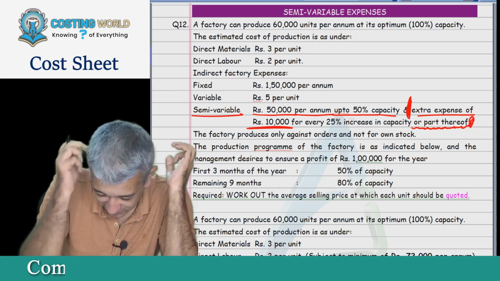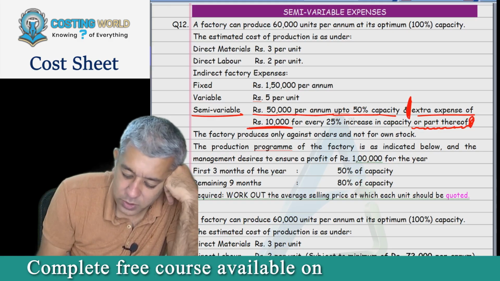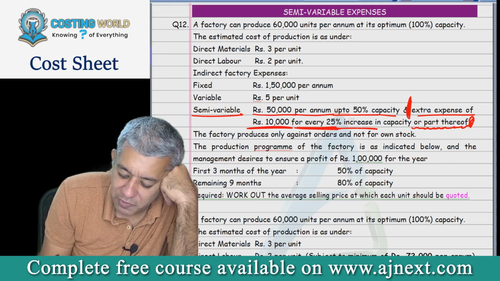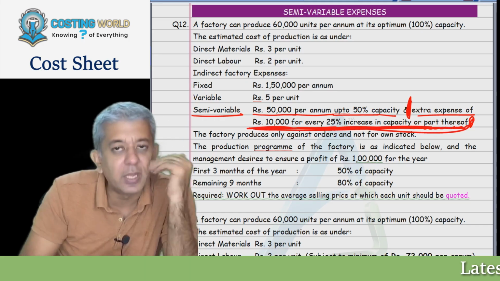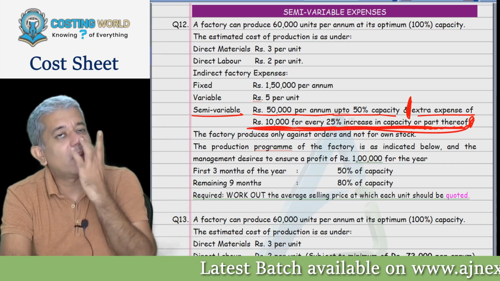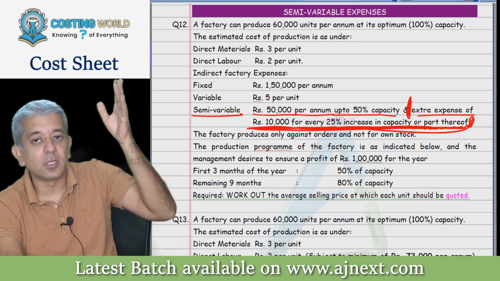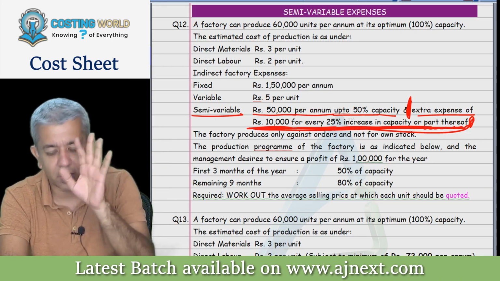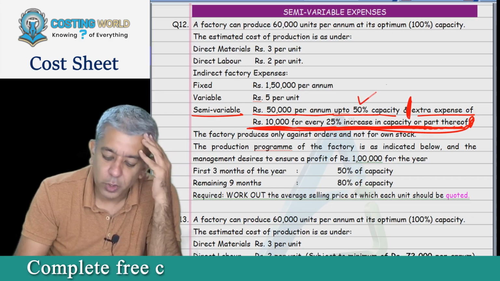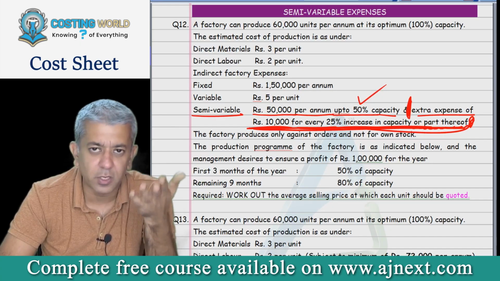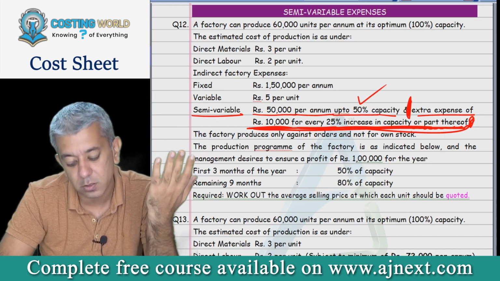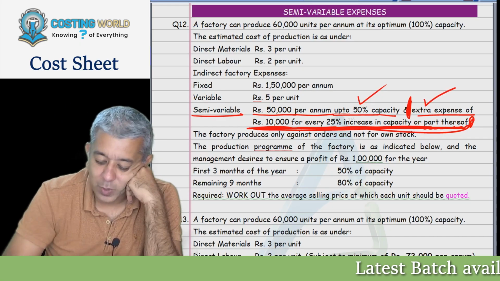And rupees 10,000 for every 25% increase in capacity or part thereof. I am only reading whatever is given. I cannot try to be thinking they must be meaning this. Whatever is written, I am only telling you that. So you incur 50,000 rupees if you are working at 50% throughout the year. So therefore 50,000 rupees we are going to be incurring plus you incur something extra. What is that extra?